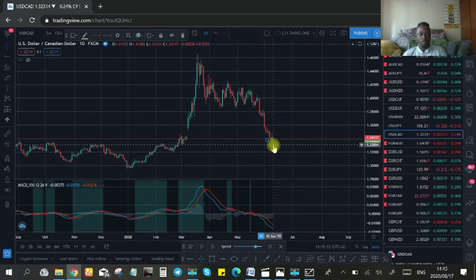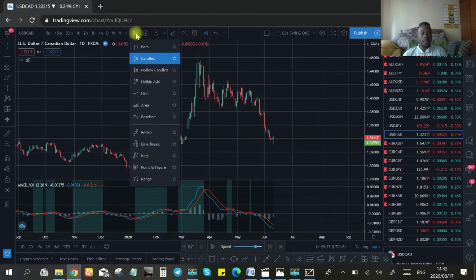See, it tried to break, but it failed because it went back in. We need the candle to be full. These are candlesticks. We can set this here. We have types of candles and the rest of the chart styles, but we use candles, this green and red candlesticks.